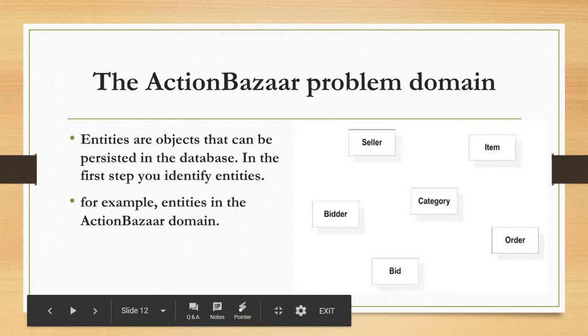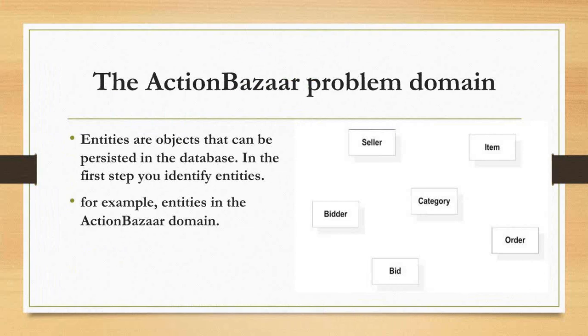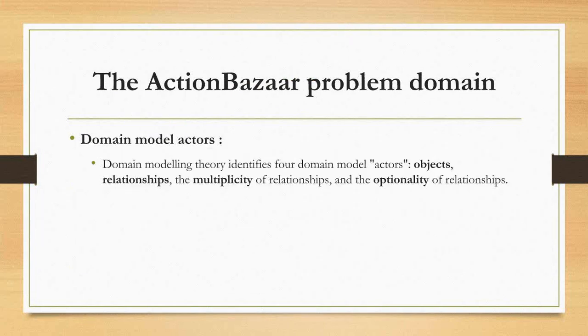Entities are objects that can be persisted into the database. In the first step, you'll identify entities. That is what we did. For example, entities in the Action Bazaar: item, seller, category. Next, domain actors. In this domain model, there are actors which play an important role. What are the actors which play a role here?